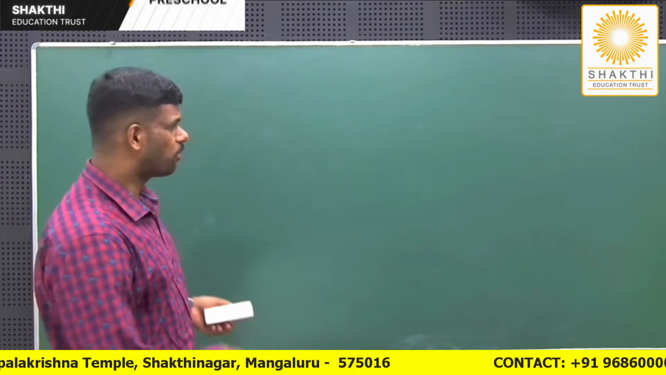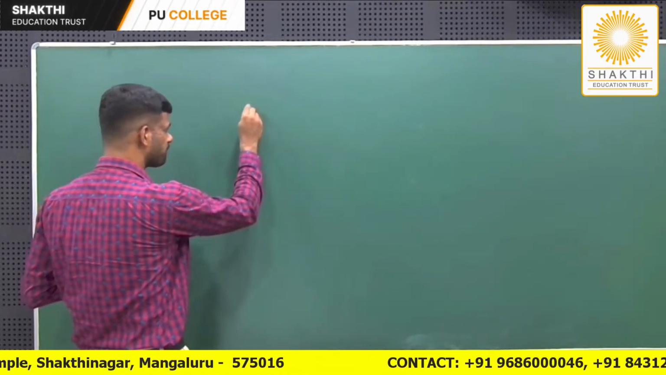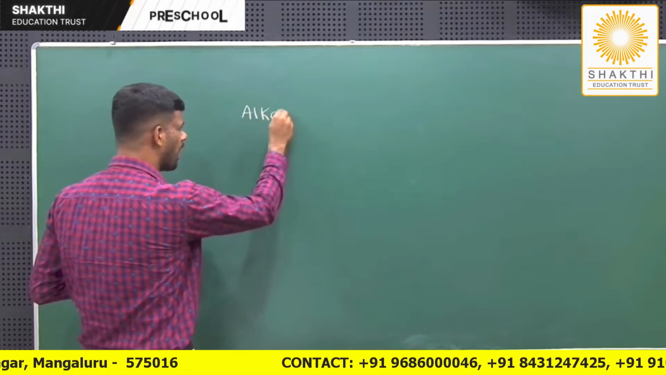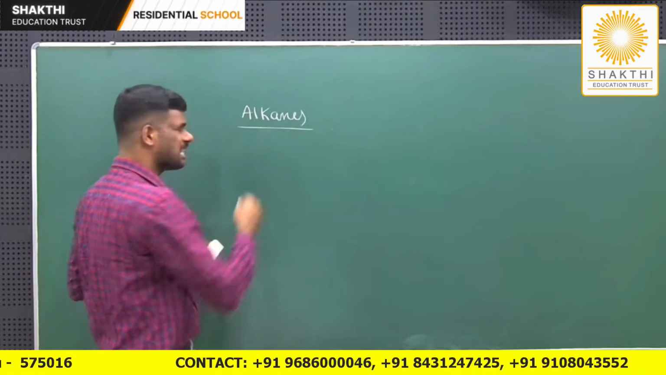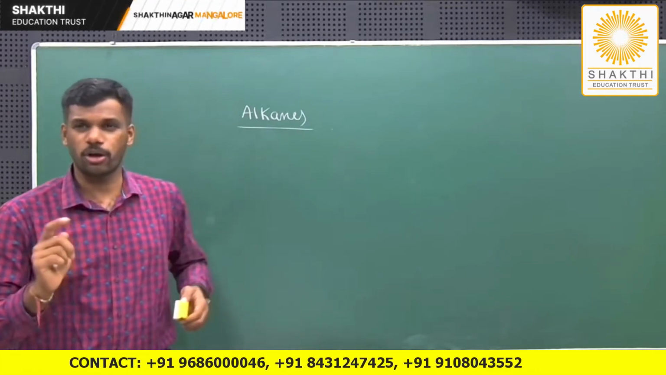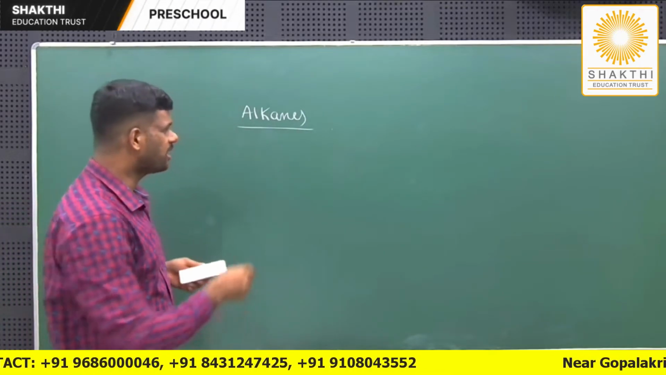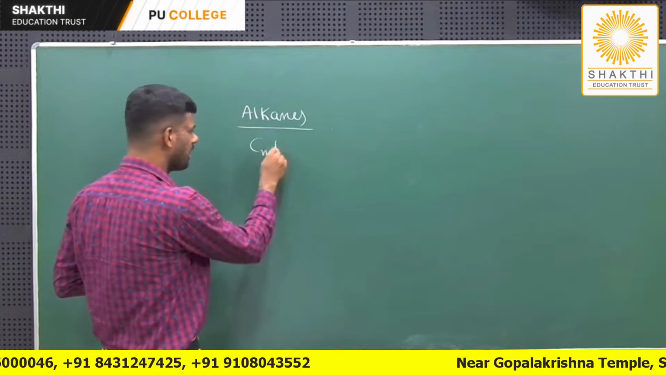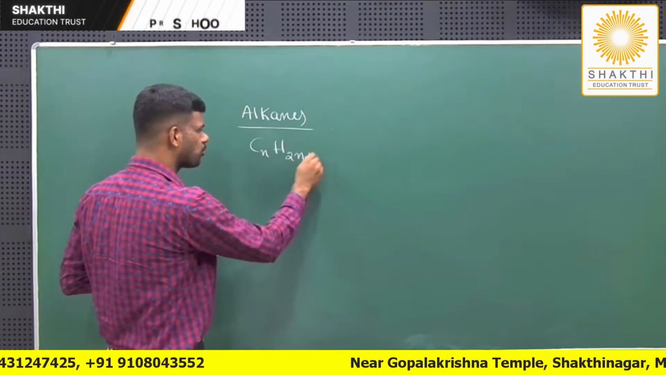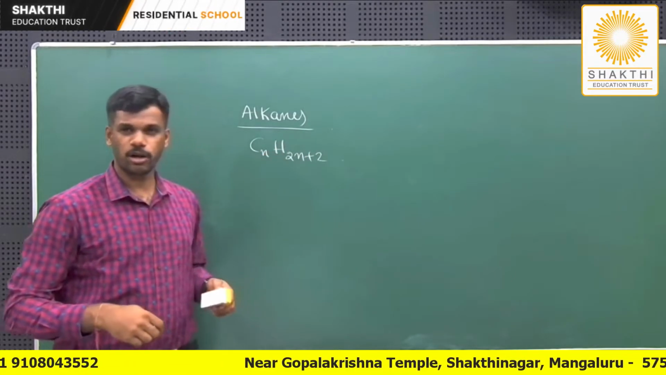We have studied the group alkanes. As you all know, alkanes are very easy to write according to the system of nomenclature. CnH2n+2 is the molecular formula of alkanes.